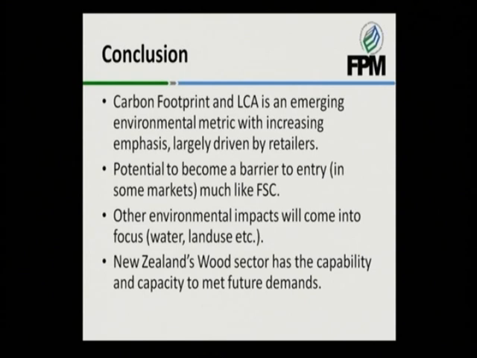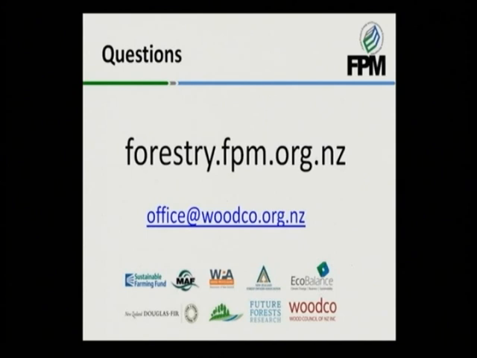But the final conclusion is really that New Zealand's wood and forest sector has the capability and capacity now to meet future demands to deliver this information through the tools that have been developed. And the tools are now available. The forestry tool is a web-based tool. There's a URL set up which can be accessed to gain access to that tool. The URL is forestry.fpm.org.nz. And the sawmilling tool is also available, but it's not currently available over a URL or a website, but access to it can be arranged by contacting the email given there, which is office@woodco.org.nz.